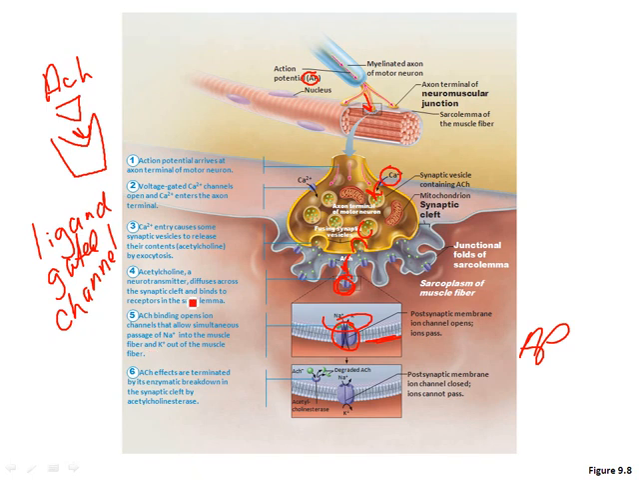Okay, so the last step: in order for this acetylcholine to quit generating an action potential on this side, you have to get rid of the acetylcholine. And there's 2 ways to get rid of acetylcholine. It'll either diffuse away, just basically float away, or it'll be broken down by acetylcholinesterase.